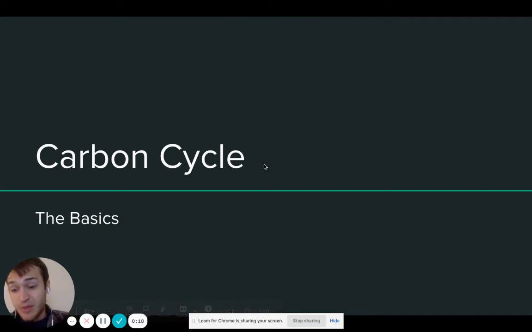Our last class was also about the carbon cycle. That was more about the different carbon stores in the carbon cycle, so different places that actually stored carbon. Today we're going to talk more about carbon flows, which are how carbon moves from one carbon store to another carbon store. This is all part of climate change basics.